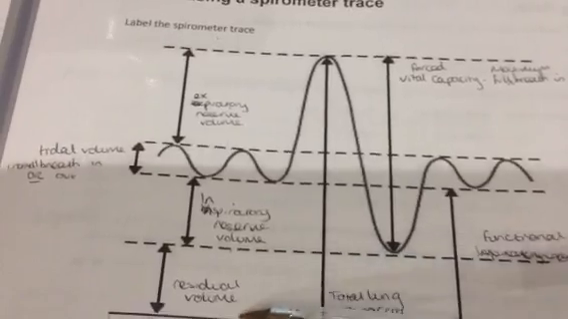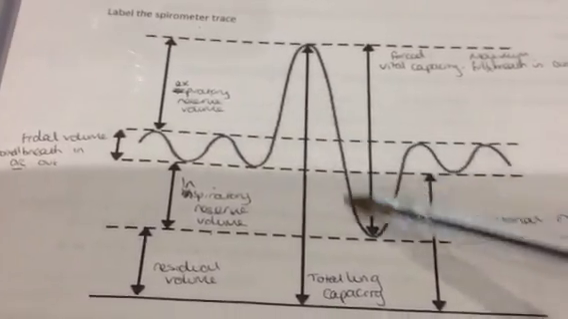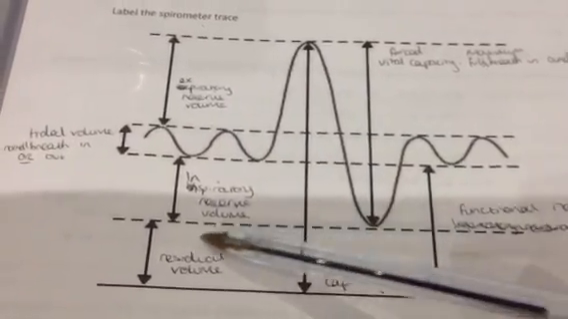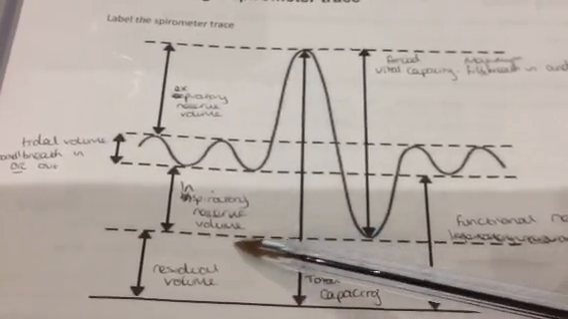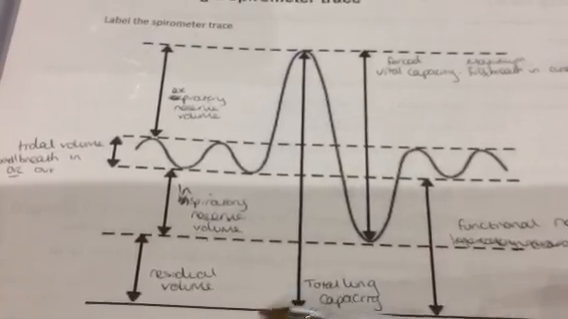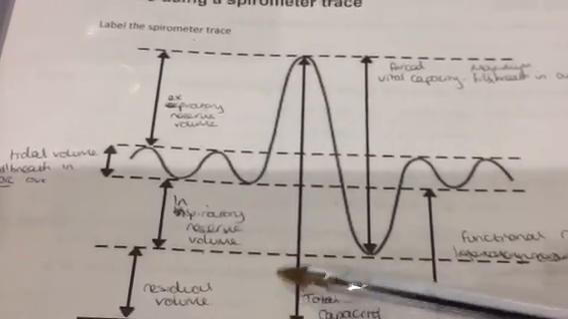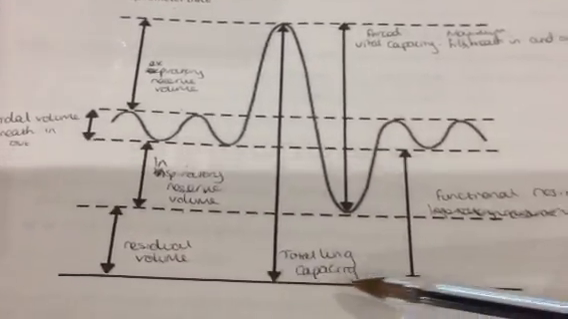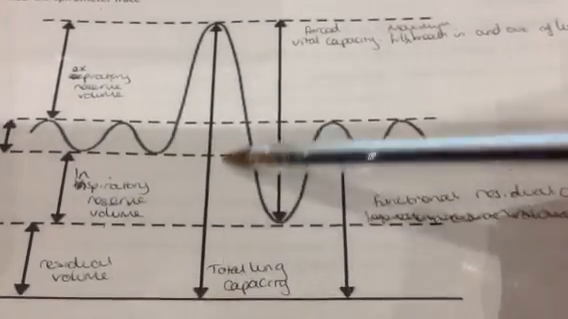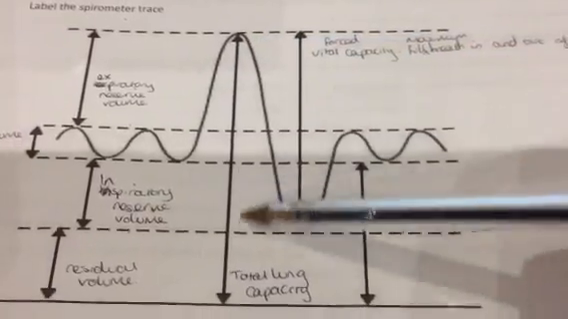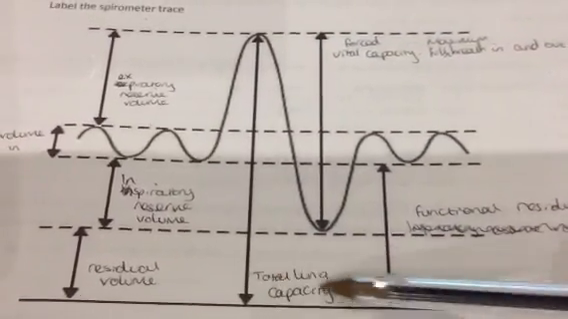You've also got the residual volume, which you'll notice the spirometer trace does not reach into, and that's because this is the volume of gas that you find in your lungs after a breath out. You cannot get rid of this volume of air, because if you did, it would cause your lungs to collapse. They'd be in a vacuum. Your total lung capacity, therefore, is the amount that you breathe in and out plus the residual volume.